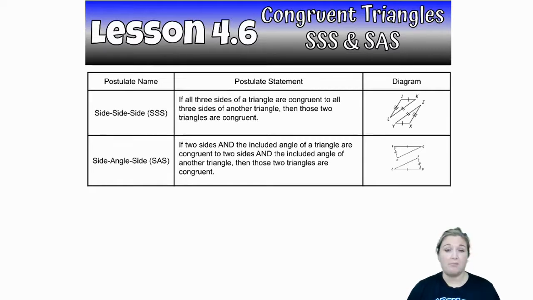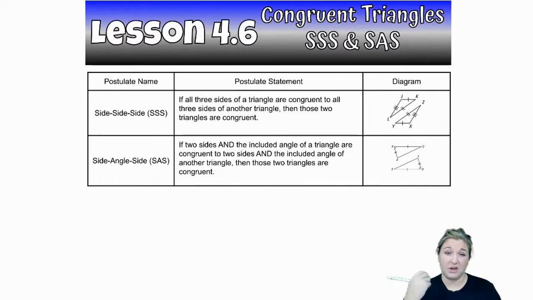These are postulate names, and we're going to look at two of them today. We have the side-side-side congruence postulate. If all three sides of a triangle are congruent to all three sides of another triangle, then those two triangles are congruent. That seems kind of silly, but when we talk about the angles being congruent and the sides being congruent, the triangles are basically identical, not even proportional. They are exactly identical. Same thing.